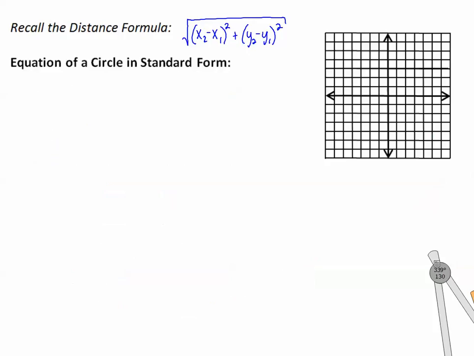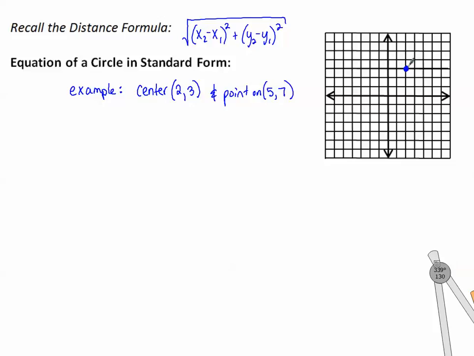So we need to know the distance formula to help us to graph a circle. Let's take, for example, a circle whose center on a coordinate plane would be at the point (2, 3), and some point on the circle being (5, 7).